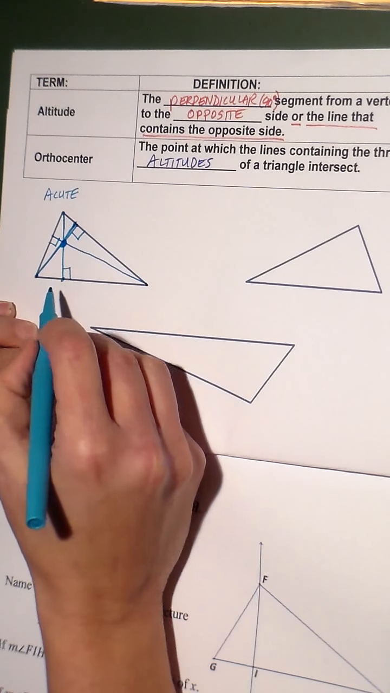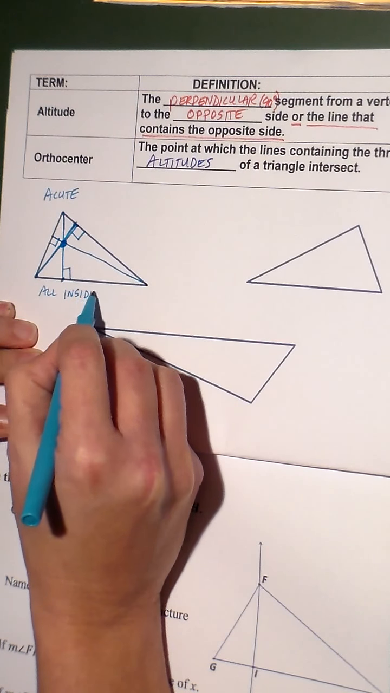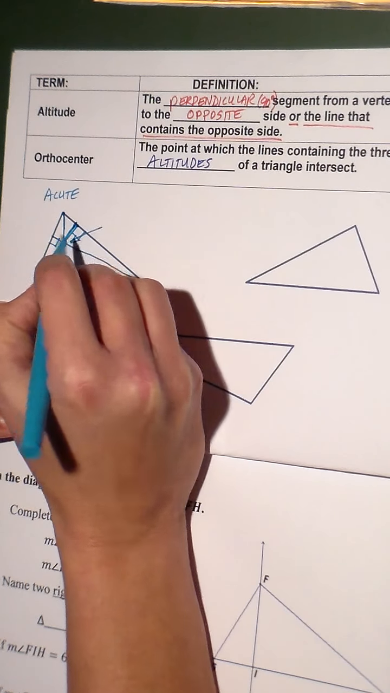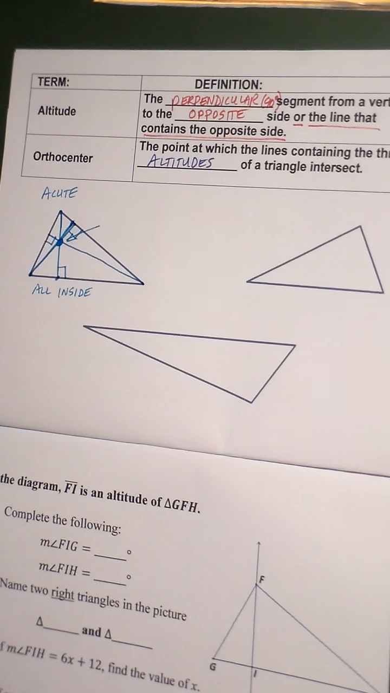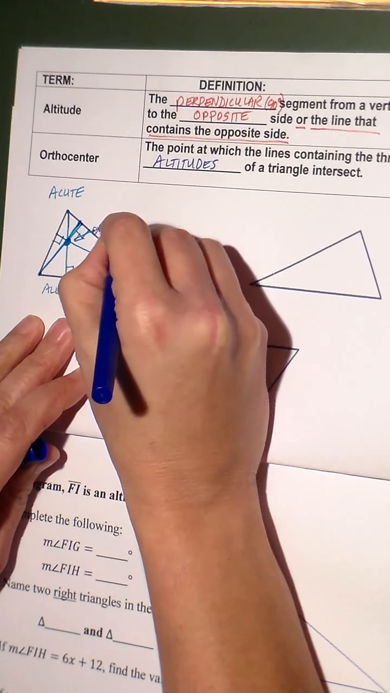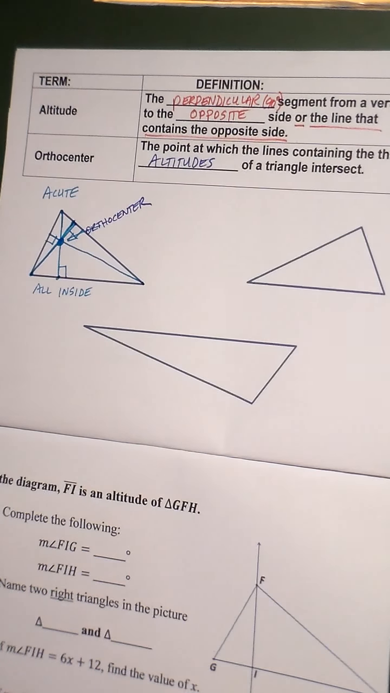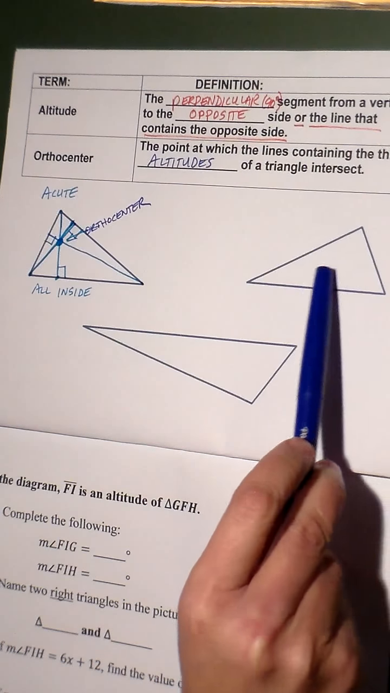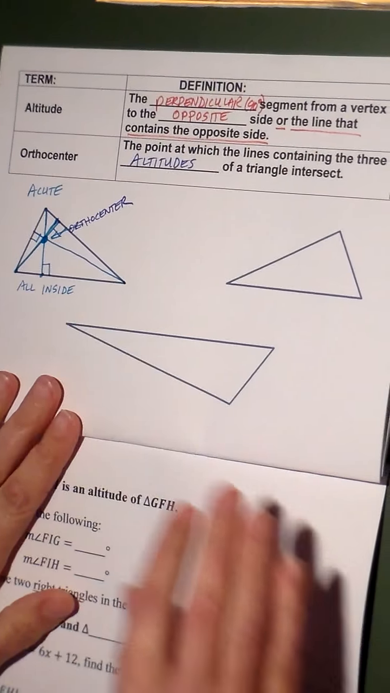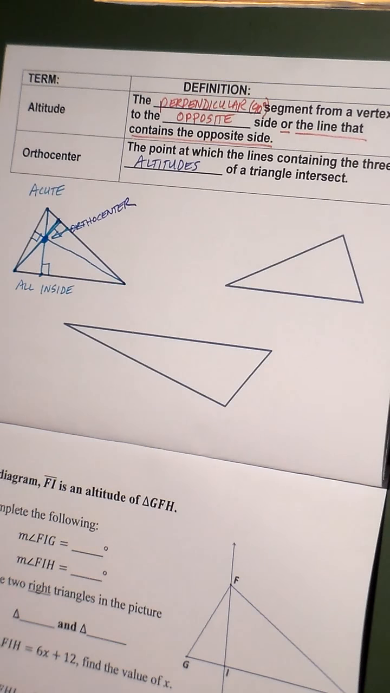In an acute triangle, all of the altitudes are inside the triangle. So your orthocenter is this one right here. It's where they intersect. That's your orthocenter. Remember, orthocenter, not orthodontist. Haha, funny, right? So that's the orthocenter. Now let's look at the right triangle. So the three altitudes for acute are inside.